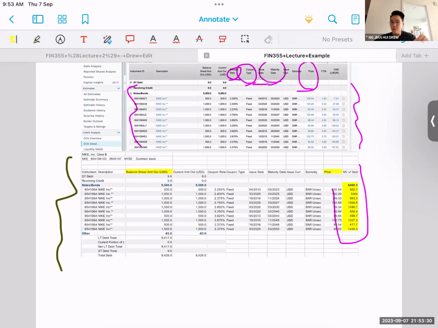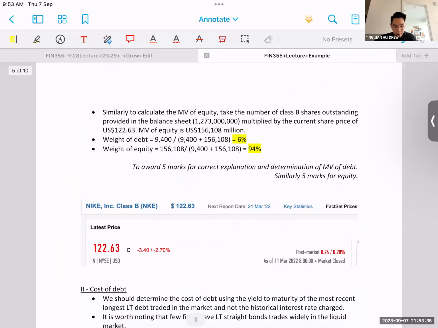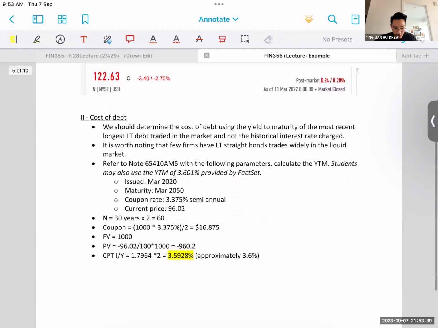Basically, in FactSet, you can export the files. I did a calculation in Excel. I show you how to get all the weights. All right. Cost of equity, I show you how to calculate this, and even compare it with the figures provided at FactSet to verify their figures.